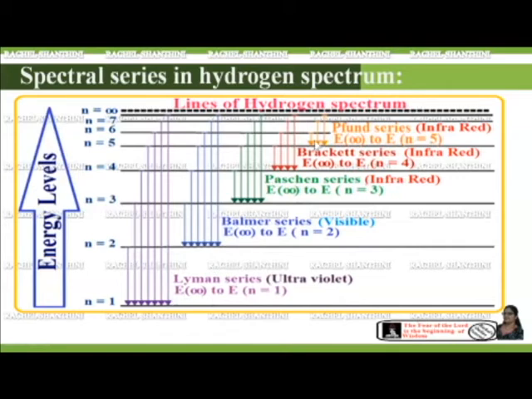Therefore, a large number of lines are obtained in the emission spectrum of hydrogen. The lines appear due to the transition of electrons from the higher energy levels to the first level, second level, third level, fourth level, and fifth level, and are named the Lyman series, which belongs to the ultraviolet region; the Balmer series, which belongs to the visible region; and the Paschen, Brackett, and Pfund series, which belong to the infrared regions.